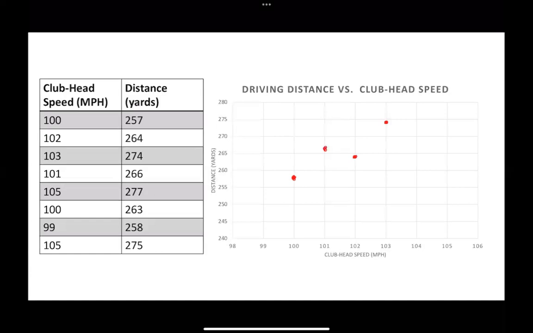And we're going to look at how it trends. You just have to estimate where it is in between the points. As long as you're close, nobody's going to be mad at you.